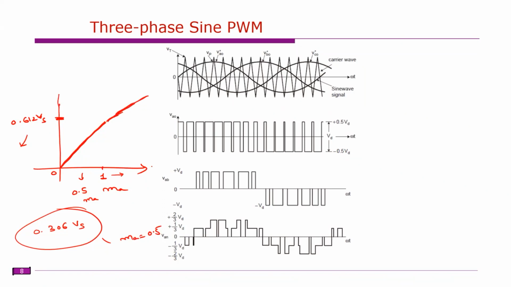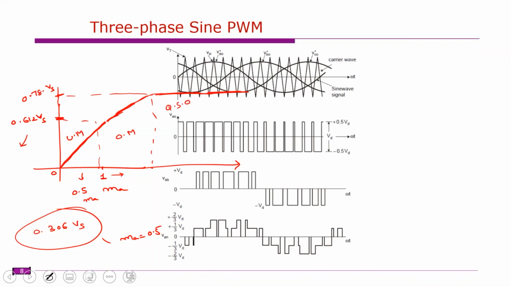After reaching a certain MA value, this is the maximum value, 0.78 times Vs. Even if you increase this MA, there is no change here. That means it is constant. So we have three modes of operation. This is under modulation, this is over modulation, and this is quasi square wave operation, or simply square wave operation. This is the linear range, then the non-linear range, and here there is no control of output voltage, even though you are increasing MA.